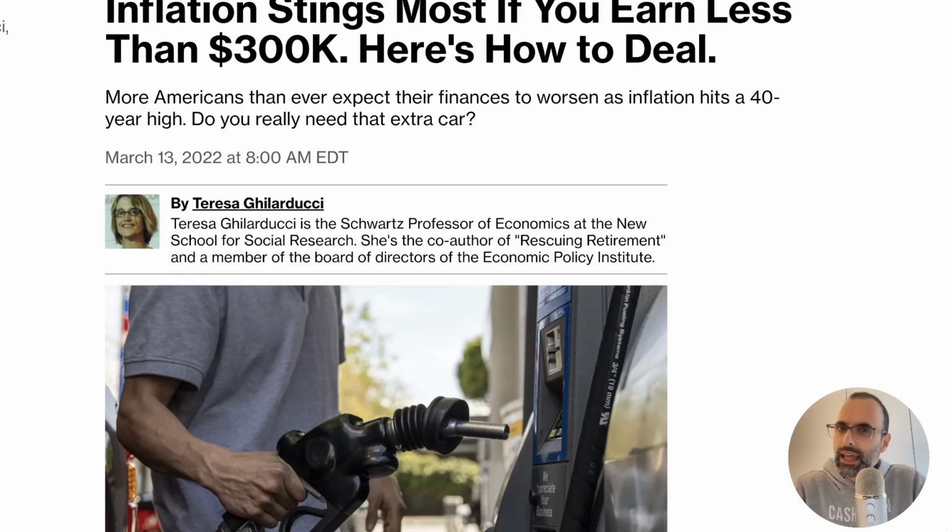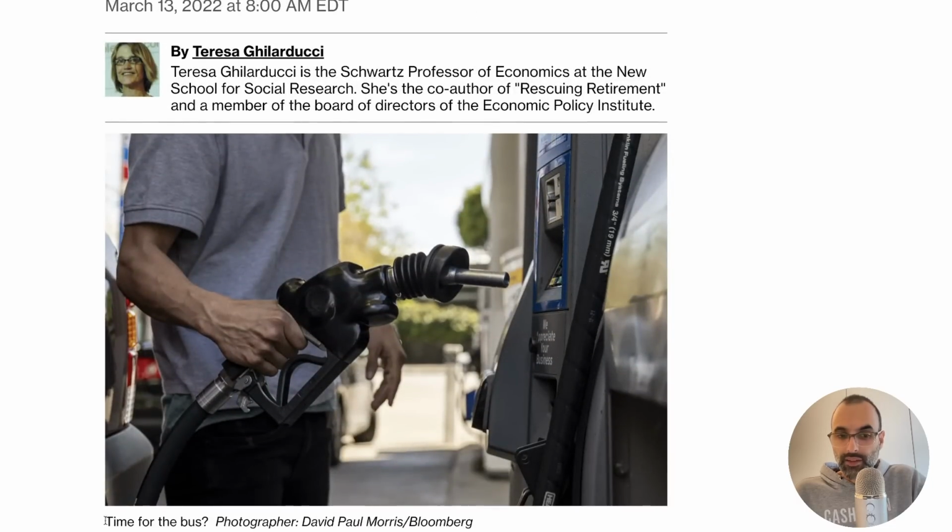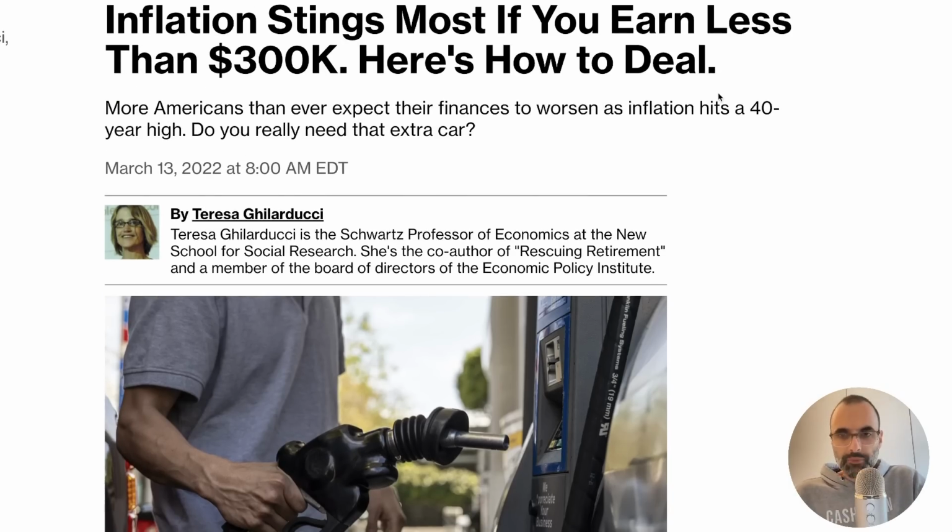Do you really need that extra car? What if I scroll down right over here? What does it say? Time for the bus? You will own nothing and be happy. Now, I don't think you need to have that second car or need to drive a car or need to own a house or any of these things. We need food, shelter, the basic elements.